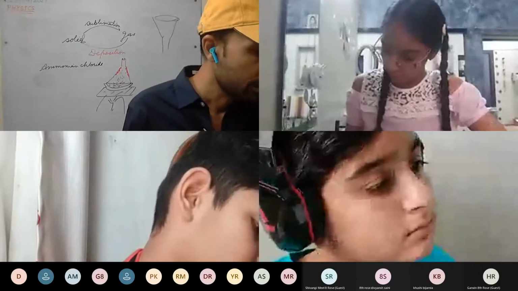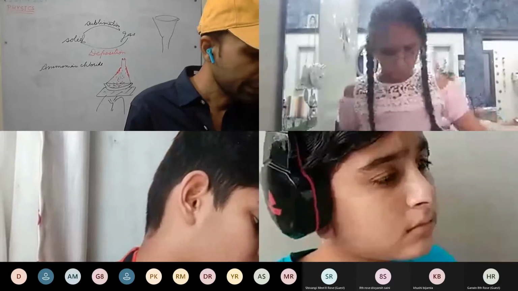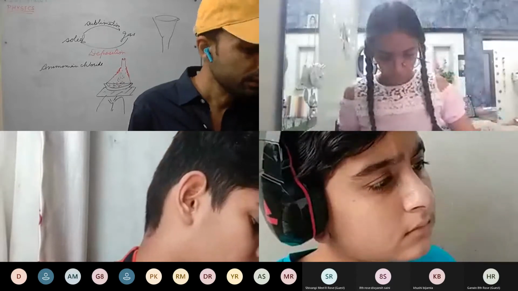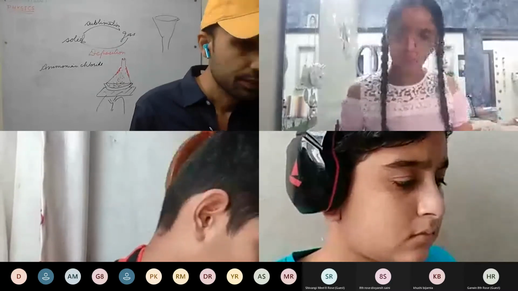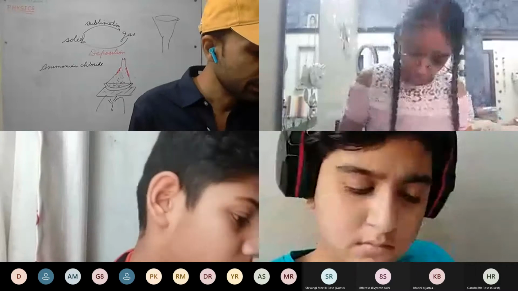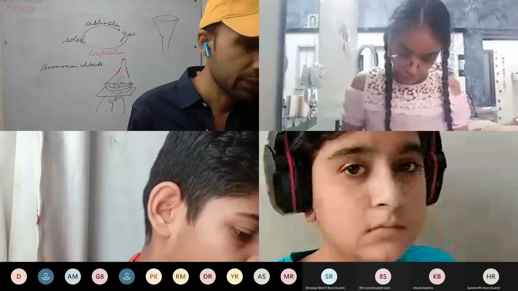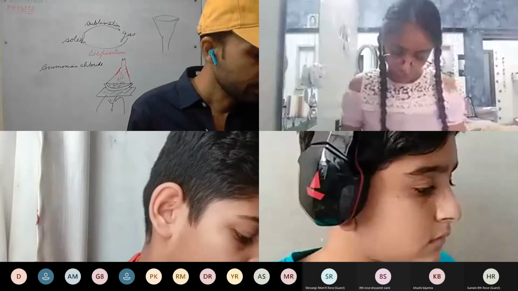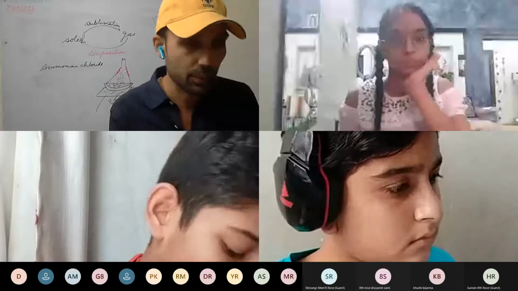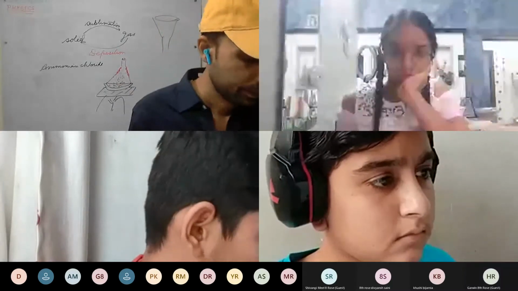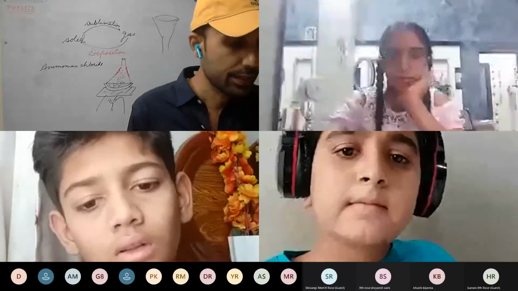Or you can do it from page number 14. The answer is given on page number 14 as well. The process in which a substance in liquid state on heating changes to vapor state at a fixed temperature is called vaporization or boiling. The fixed temperature at which a liquid boils at standard atmospheric pressure is called the boiling point or vaporization point. Understood? Yes, sir. Rest we'll discuss afterwards.